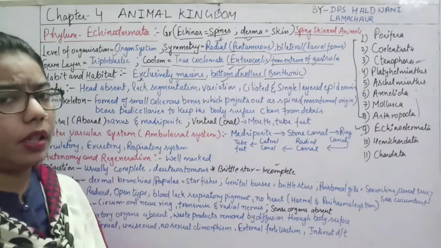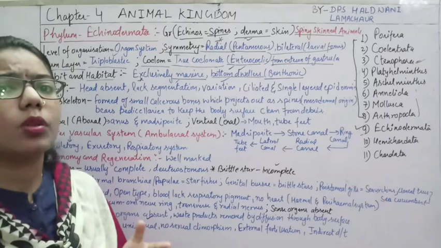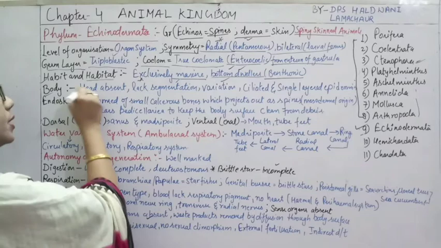Now if you talk about the body of the Echinodermata, many examples are there under this phylum, like starfish, brittle star, sea cucumber, and sea lily. These are some examples which we are studying under the Echinodermata. If you see the structure of those animals, we can say head is absent here.